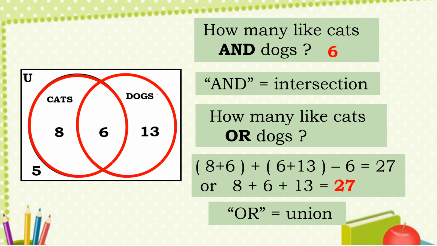Or, as a shortcut, add all the numbers inside the circles: 8 plus 6 plus 13 equals 27. Let us remember, "and" is for intersection, and "or" is for union.